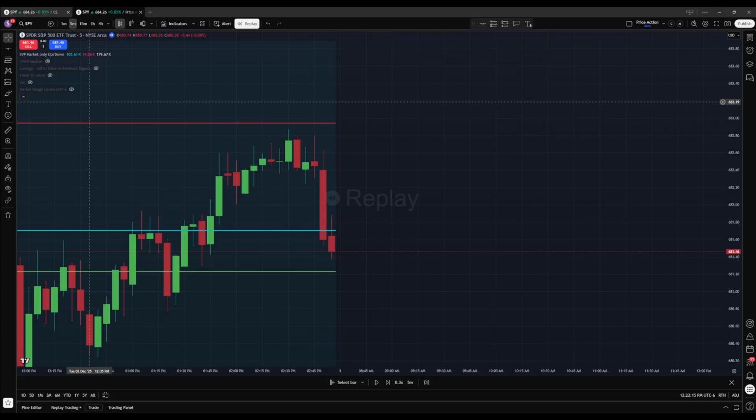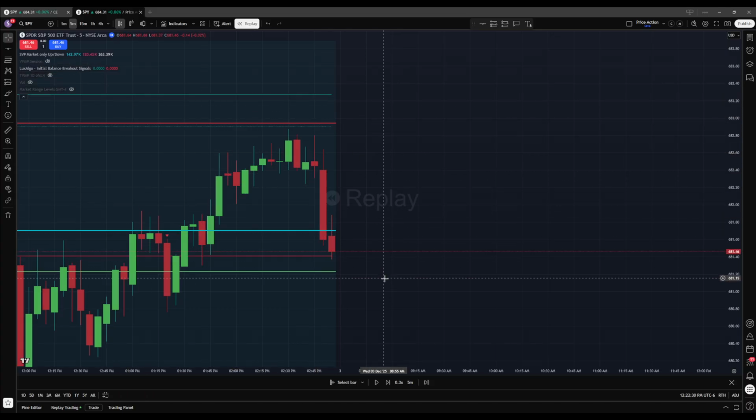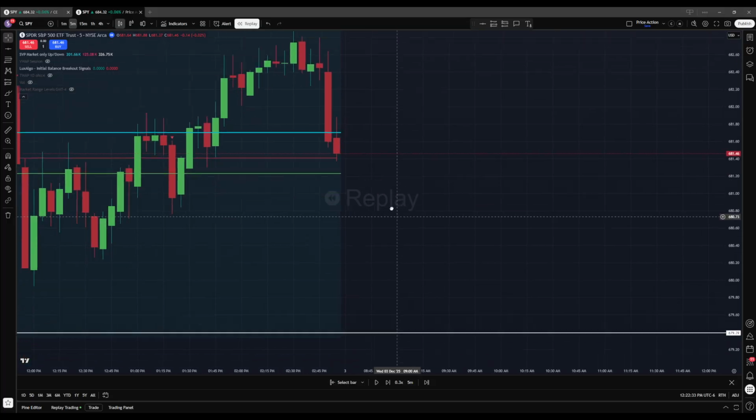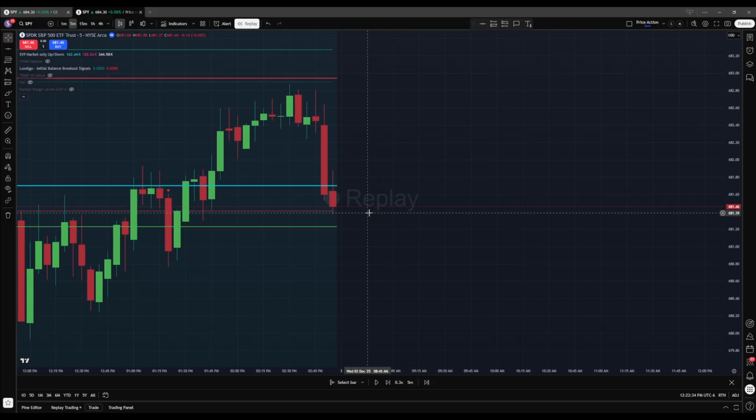The next one I look at is the initial balance. I use the one from Lux Algo. It's free out there in TradingView as well. Initial balance breakout signals is what it's called. This is going to add a green line at the top and a red line at the bottom.